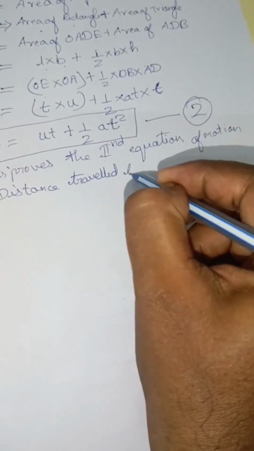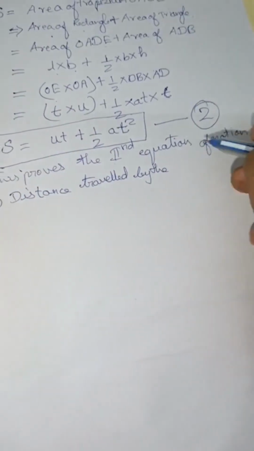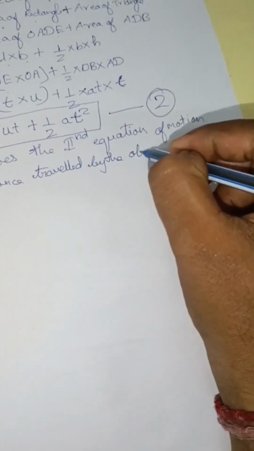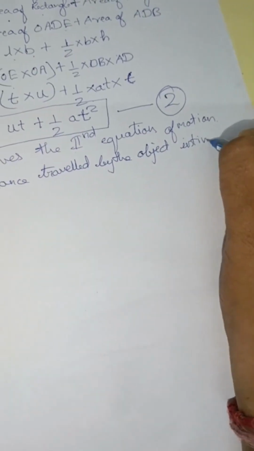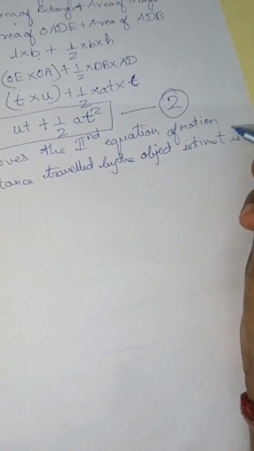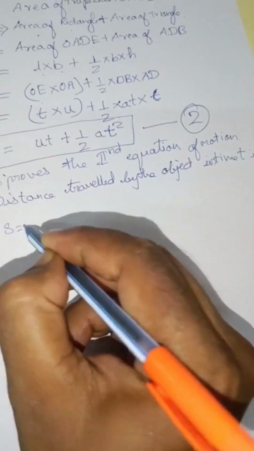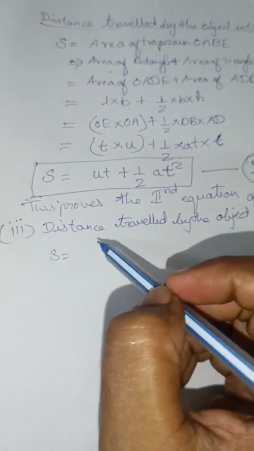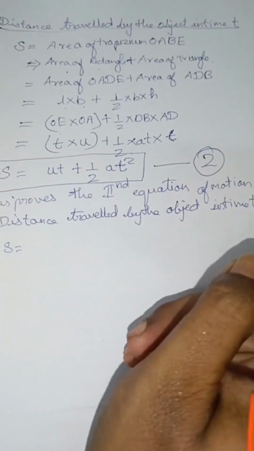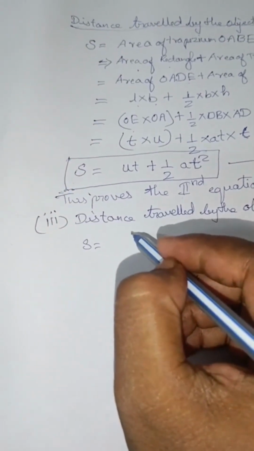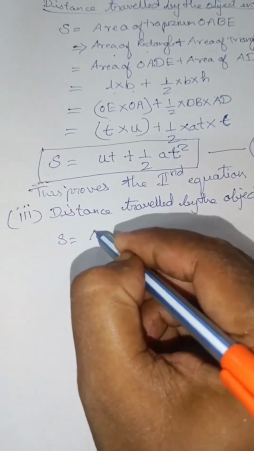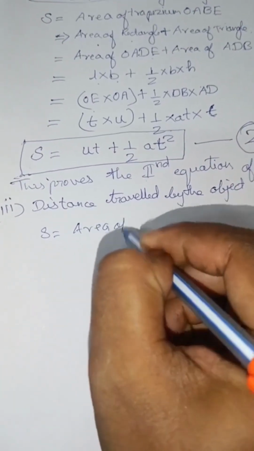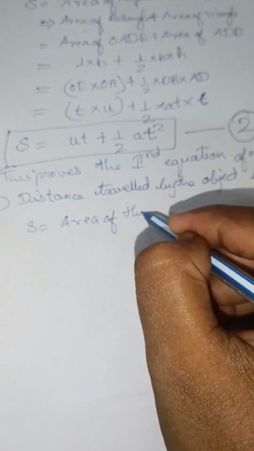You have to write this statement: distance traveled by the object in the time t. You have to write the same derivation in a different style. So we can also write the distance traveled by the object in the time t. Let us go ahead with the next part of the equation, that is S is equal to the area of the trapezium.